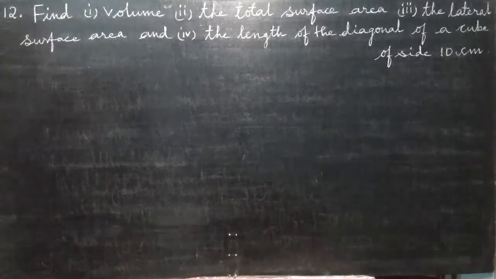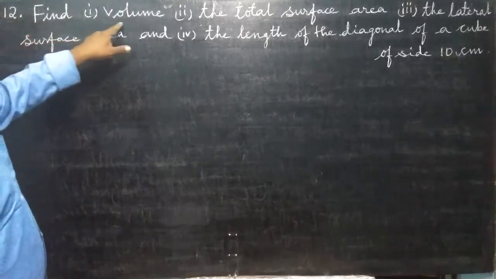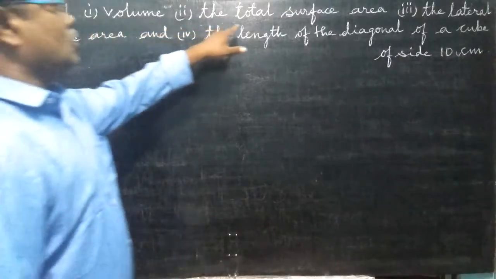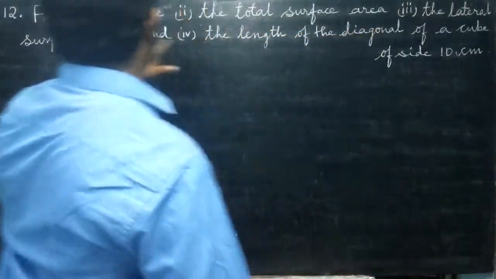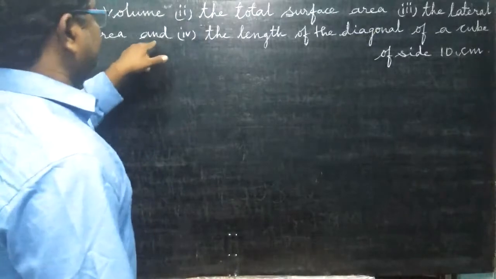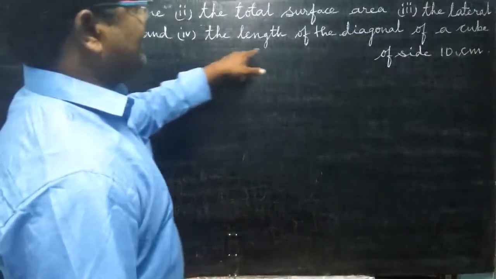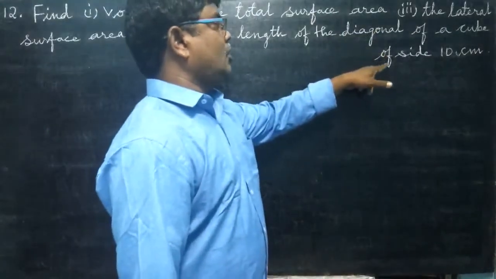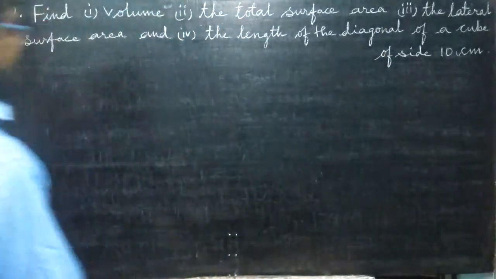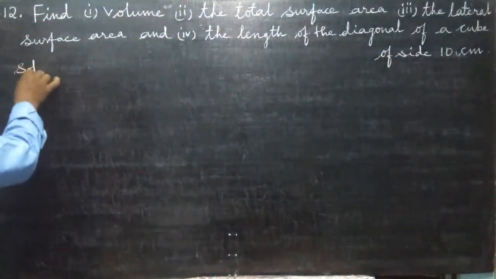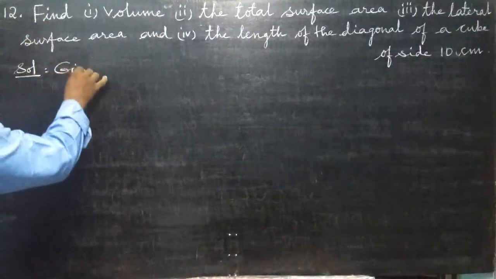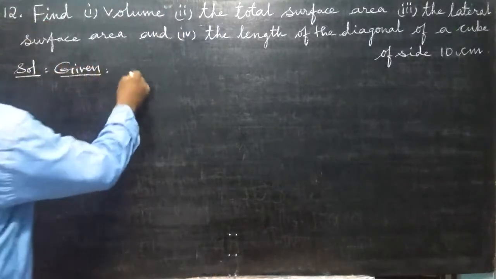12th problem. Find the volume, total surface area, lateral surface area, and the fourth one is the length of the diagonal of a cube of side 10 centimeters. Solution. Given.